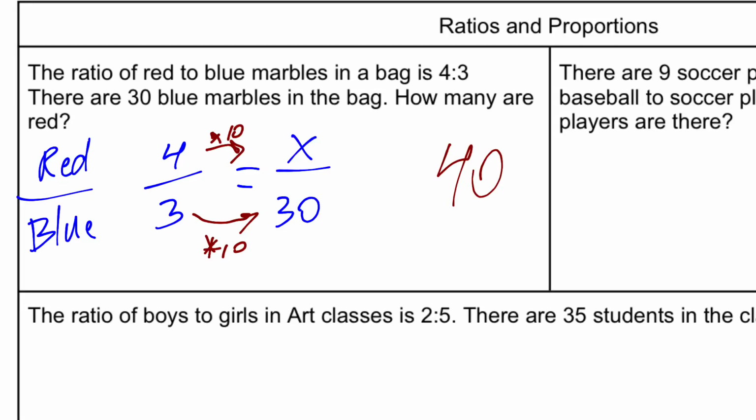If I put 40 in here for X, now these two ratios are proportional. One is just 10 times as big as the other.